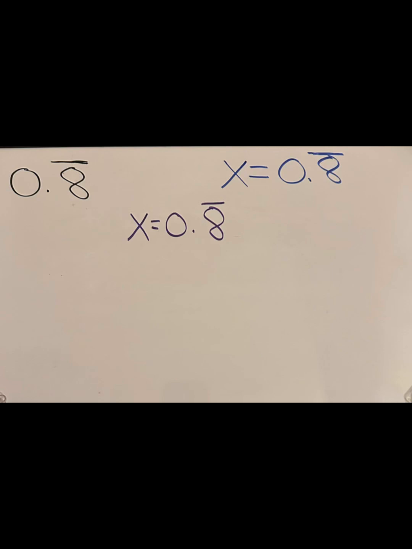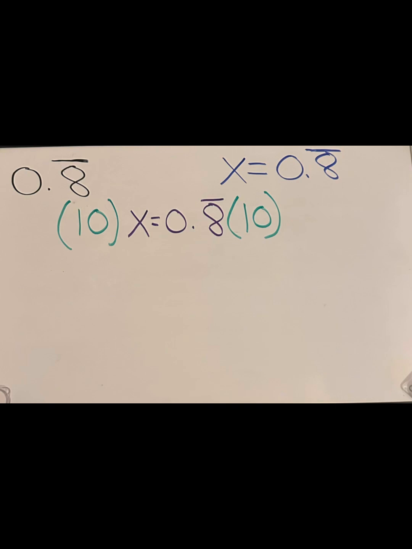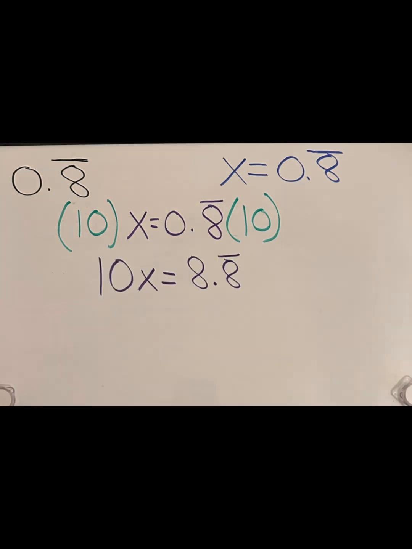Next thing we want to do, we want to multiply both sides of the equal sign by 10, and I'll go further into detail why we're multiplying both sides by 10 later. So 10 times x gives us 10x, and 0.8 repeating times 10 gives us 8.8 repeating. The 0.8 also has a bar notation over it. And what we've just done is use the multiplication property of equality, which means we multiplied the same number on both sides of the equation.